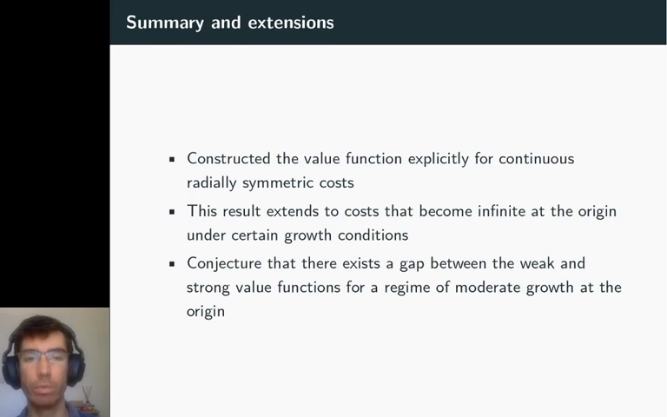Now, in this highlighted region of growth here, we conjecture that there is actually a gap between the strong formulation of the problem that we've been considering in this talk and a weak formulation from the paper of El-Khoury and Tan that I mentioned earlier. And we've proved some results in this direction and will be interested to confirm this conjecture in future work.